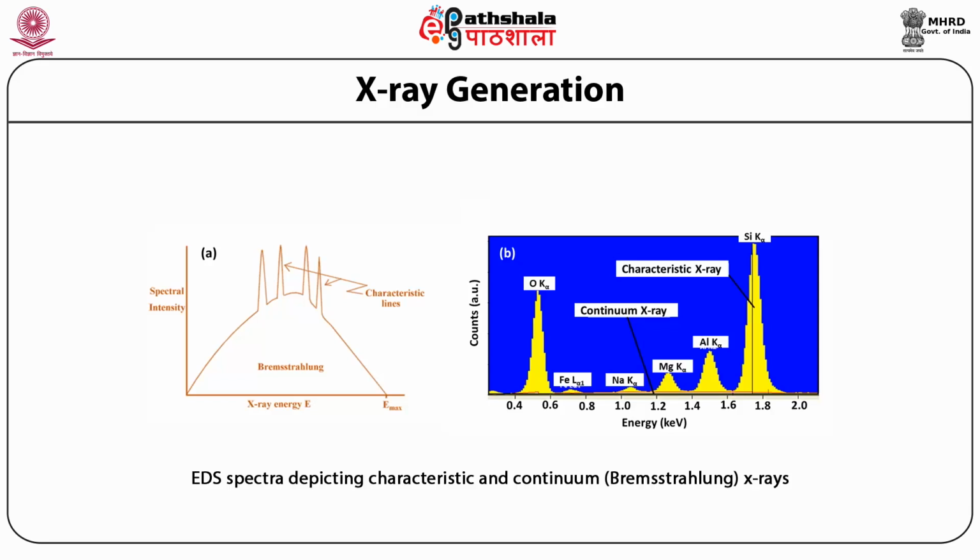The second type is continuum X-rays. These are produced when the electrons of the incident beam interact with the nucleus of the specimen atoms. Figure 1 indicates the EDS spectra for the characteristic and continuum X-rays.